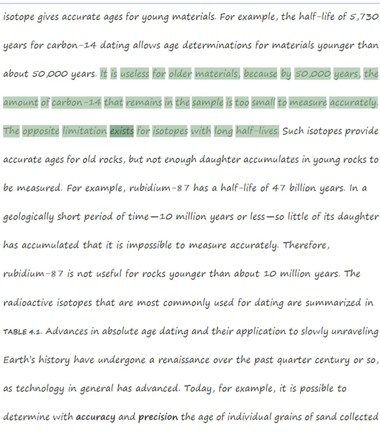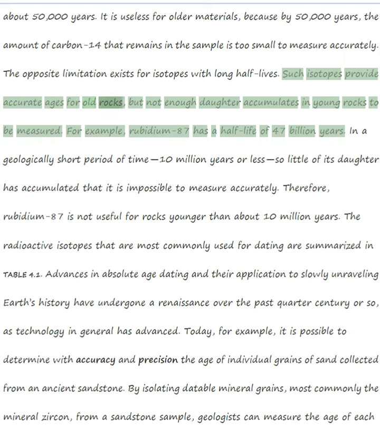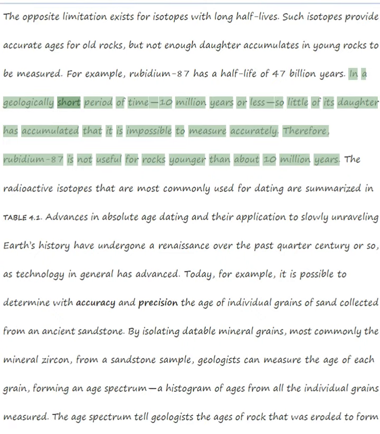The opposite limitation exists for isotopes with long half-lives. Such isotopes provide accurate ages for old rocks, but not enough daughter accumulates in young rocks to be measured. For example, rubidium-87 has a half-life of 47 billion years. In a geologically short period of time, 10 million years or less, so little of its daughter has accumulated that it is impossible to measure accurately. Therefore, rubidium-87 is not useful for rocks younger than about 10 million years.